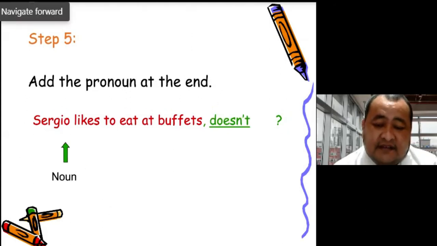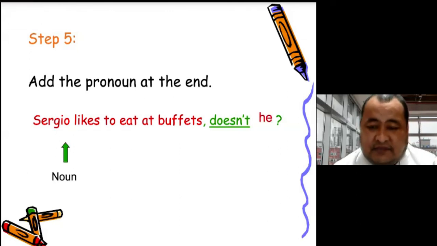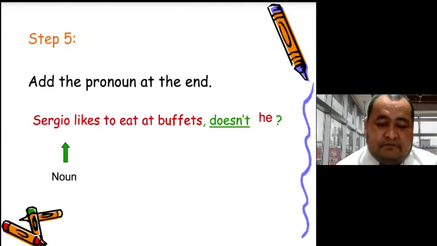And then Sergio likes to eat at buffets, doesn't. And then look at the subject, which is Sergio. Sergio must be changed to a subject pronoun, he. Doesn't he? Not doesn't Sergio, but it becomes he.